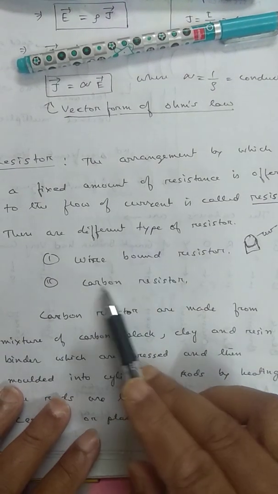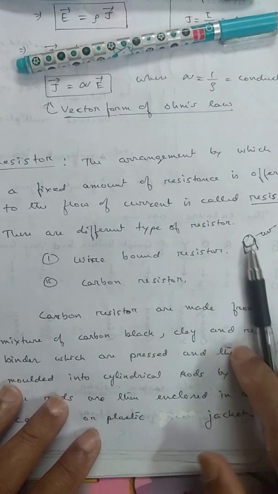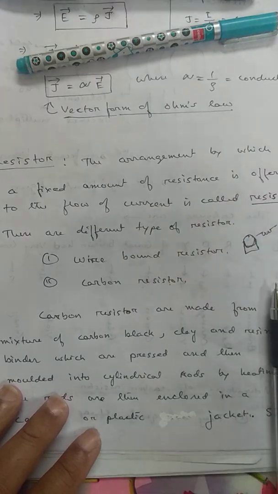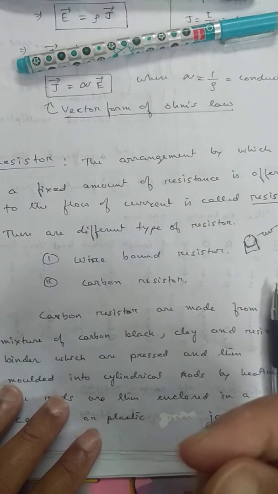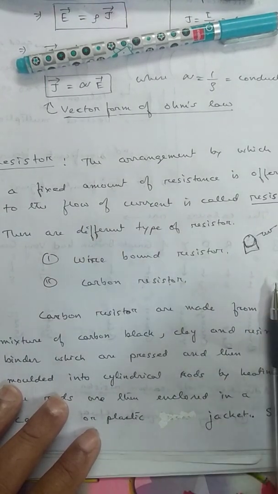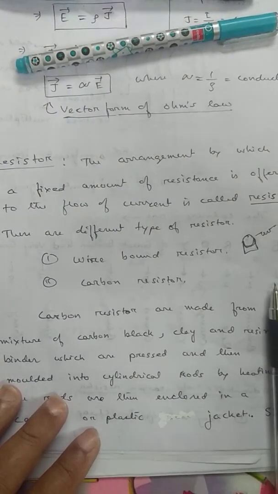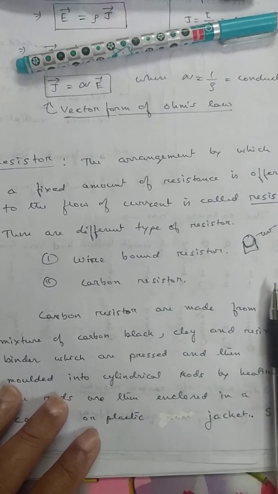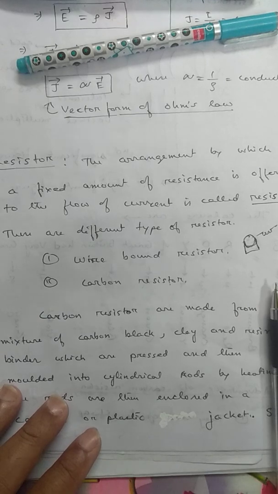So there is another resistor called the carbon resistor. This carbon resistor is made from carbon granules, from powdered carbon. What is the advantage of the carbon resistor? Their sizes are very small and their cost is very low.